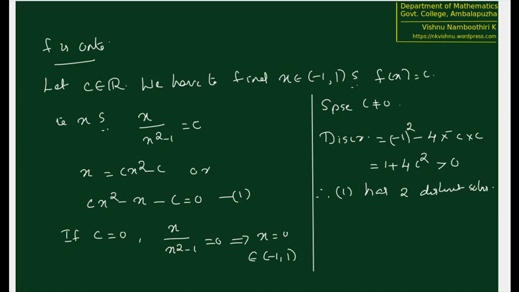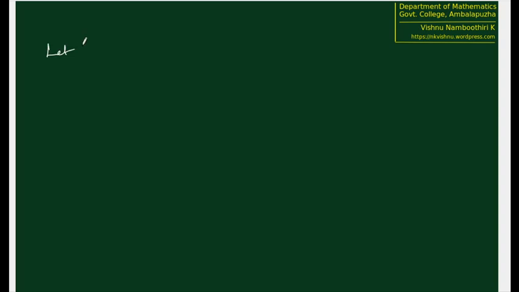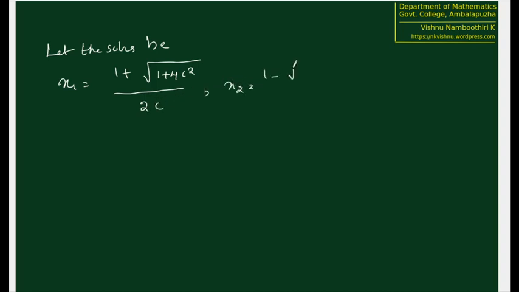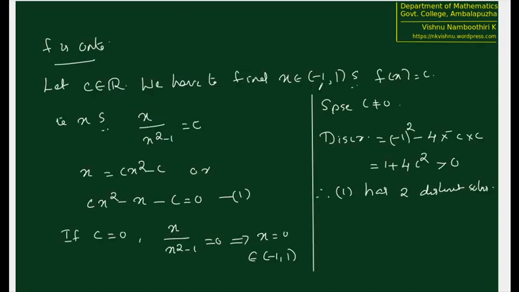And now the question is, at least one of the solutions must belong to minus 1, 1, so that we can say that the function is onto. So if you consider the two solutions, what are the two solutions? Let the solutions be, the first solution is x1, equal to, by the quadratic equation formula, 1 plus root of (1 plus 4c square), the discriminant, by 2c, and x2 equal to 1 minus root of (1 plus 4c square) by 2c. Since we have already assumed that c is not equal to 0, this is not going to create any problem for us.